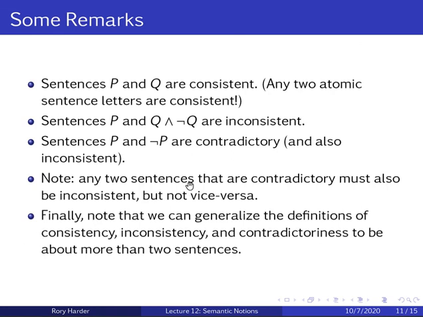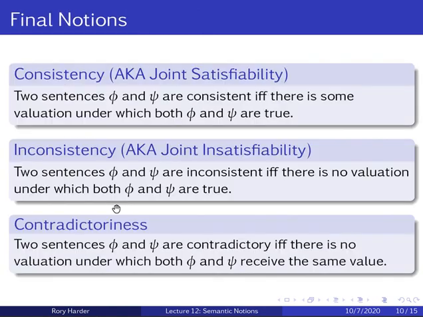So what that means is that any sentences that are contradictory are also inconsistent. So for any two sentences, if it's impossible for them to have the same truth value, then it's impossible for them to both be true. However, there are inconsistent sentences that are not contradictory. So it's possible for there to be sentences which can't both be true, but which can both be false.